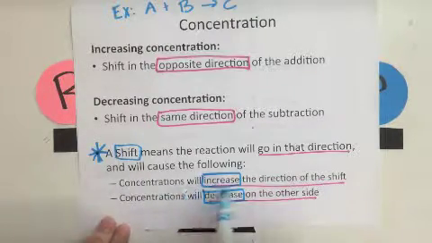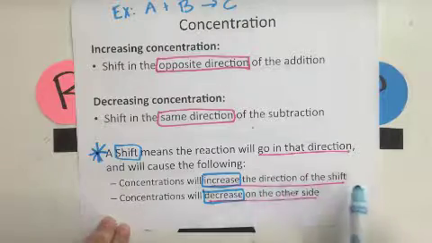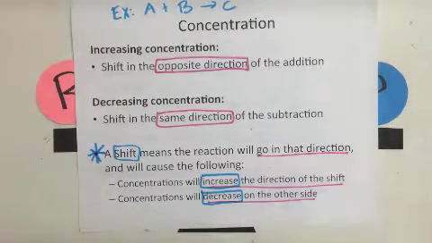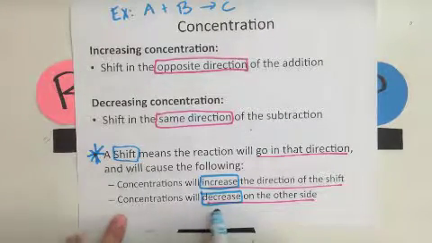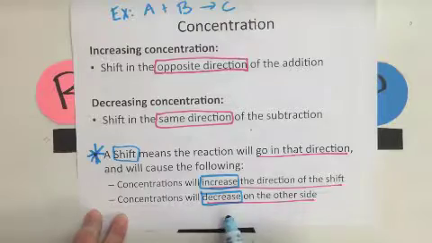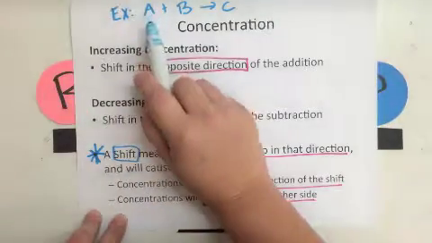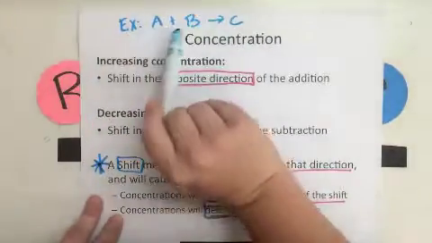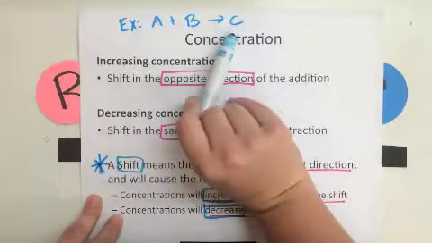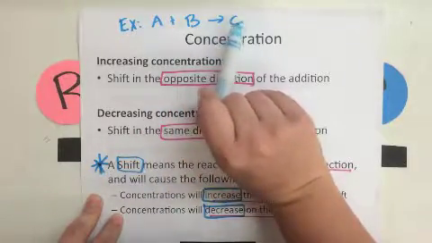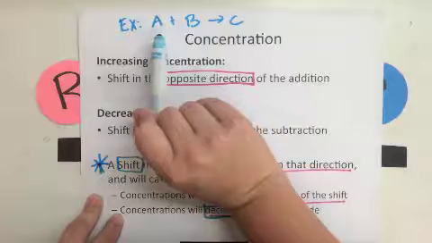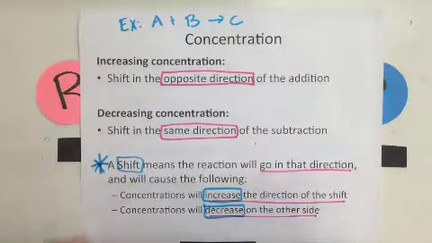So the concentrations will increase in the direction of the shift. So if the reaction shifts towards the right, that means everything on the right side of the arrow is going to increase. Then whatever direction you're going, the other side will decrease. So for example here, on the example I have, if this reaction shifts to the right, that means the concentration of C will increase and the concentration of A and B will decrease. Okay? So that's concentration.